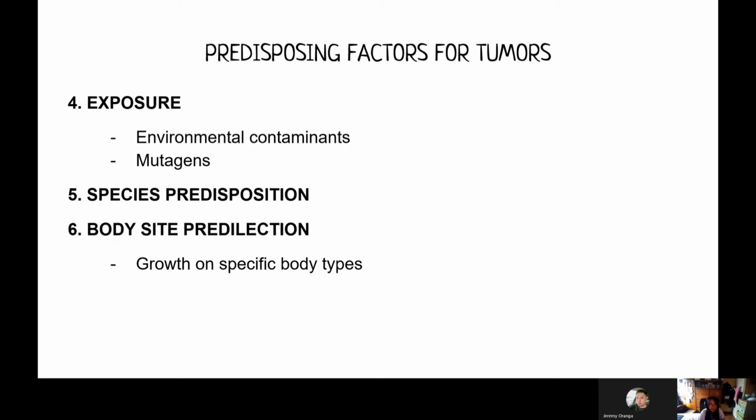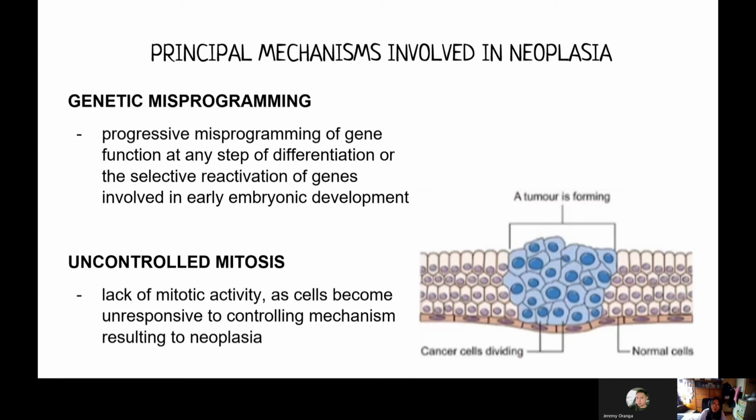Okay, next. So these are the principal mechanisms involved in neoplasia. First we have genetic misprogramming. It is the progressive misprogramming of gene function at any step of differentiation, or the selective reactivation of genes involved in early embryonic development.